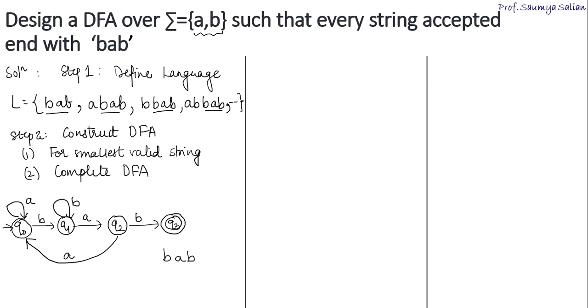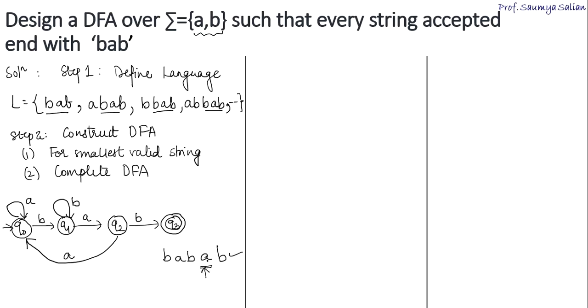Now let's check for input A. If I get an A, now this is an invalid string. It should not be there in the final state, right? So I know that the transition of A cannot be a self loop over here, right? But if I get a B after an A, is it valid? Yes, it is valid.